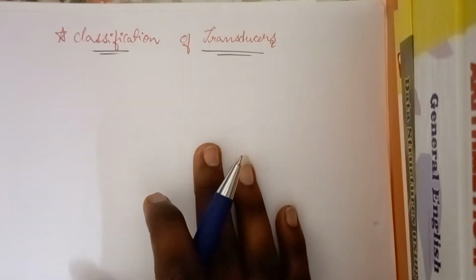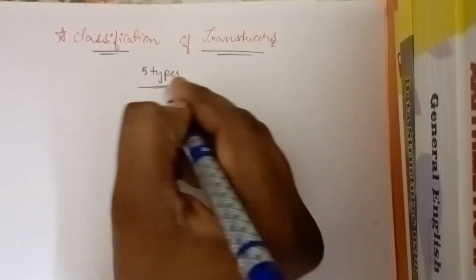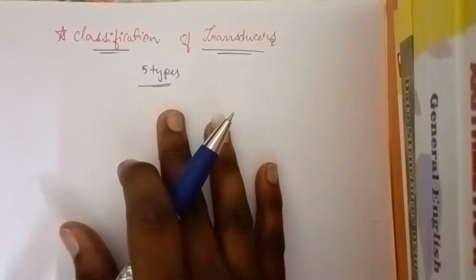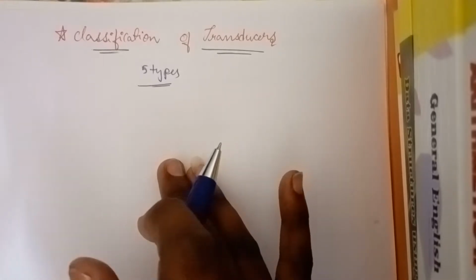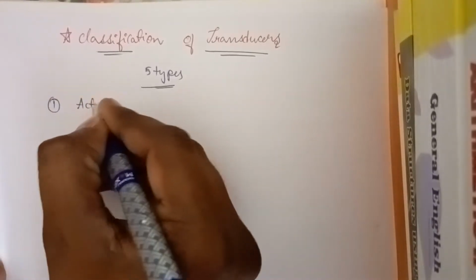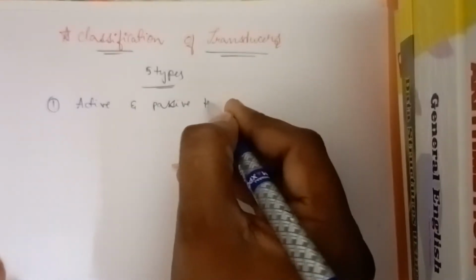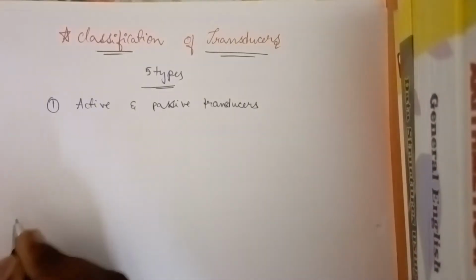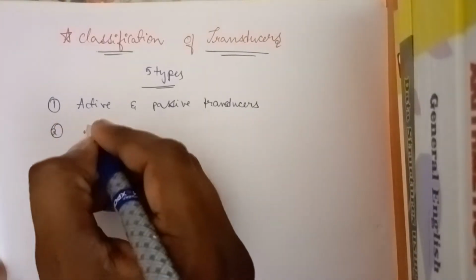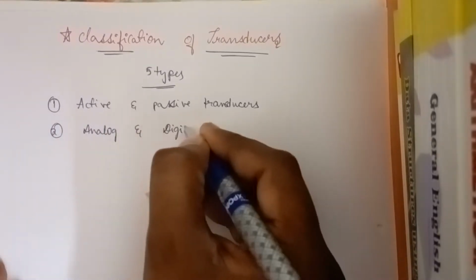So transducers can be classified into 5 types. In this video we'll be seeing what the 5 types of classification of transducers are in detail. Transducers can be classified as, first, active and passive transducers. Second is analog and digital transducers.